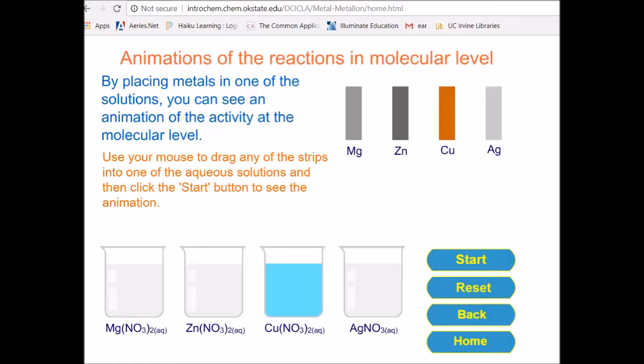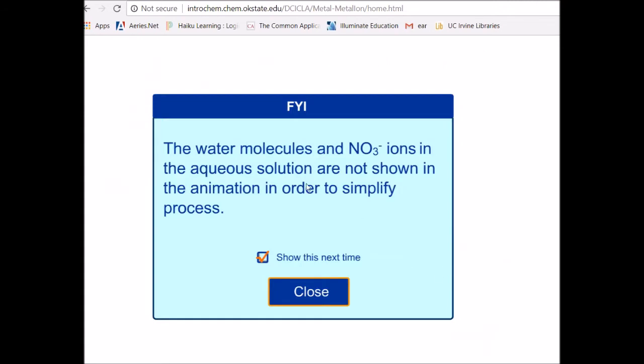Here I'm using the simulations created by Tom Greenbow of Iowa State. I'm putting a bar of zinc metal in a solution of copper nitrate. And what I want to look at is the molecular scale depiction of this reaction. Water molecules and nitrate ions are not shown.